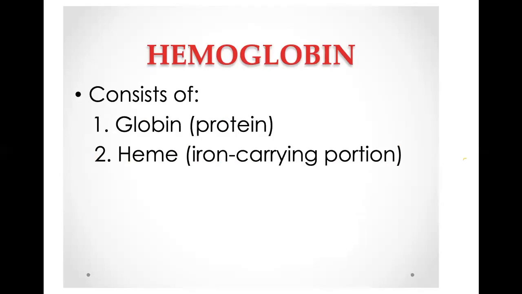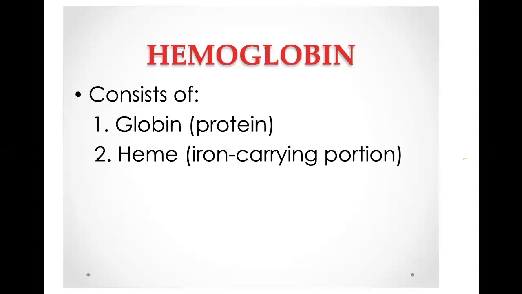I want you to remember, hemoglobin consists of 2 structures. The first is your globin, which is the protein portion. The second is your heme, which is your iron-carrying portion. Now, trust me, in the board exams, hemoglobin will not only come out in biochemistry, it should come out in physiology, pathology, as well as your medicine. So hemoglobin consists of heme and globin. So heme is the iron-carrying portion, and globin is the protein portion.